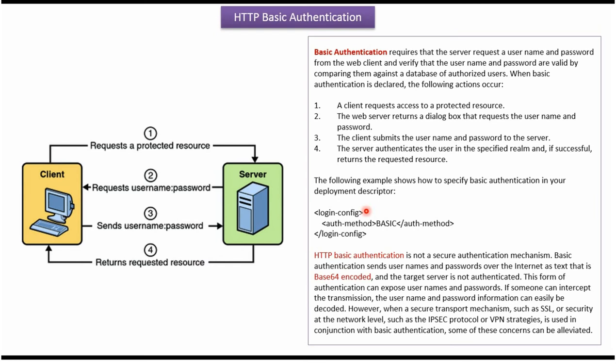This is how we have to specify basic authentication in our deployment descriptor. HTTP basic authentication is not a secure authentication mechanism, because basic authentication sends the username and password over the internet as plain text that is base64 encoded. And if someone can intercept the transmission, they can get the base64 encoded text and easily decode the username and password. That is the reason HTTP basic authentication is used in conjunction with SSL or security at the network level, in order to prevent someone from getting the plain text transmitted from client to server. So usually basic authentication is used with the HTTPS protocol.